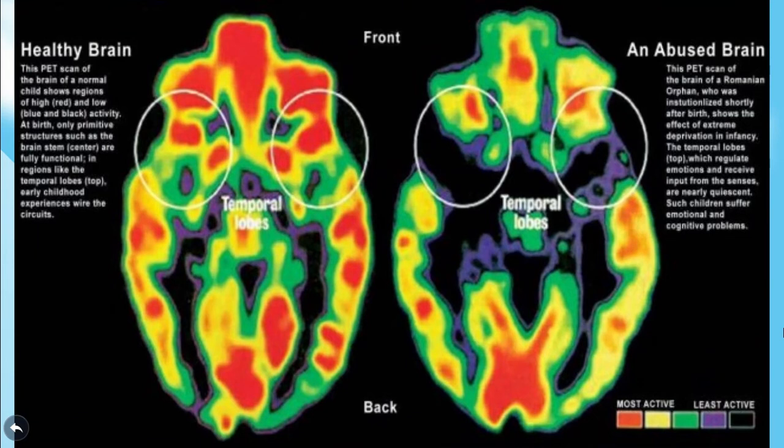Looking at this image here, we have a contrast between a healthy brain and an abused brain. In these certain areas of the frontal lobe we see a lot of activation, in the areas that have to do with emotional regulation. But in this abused brain, we see that there's pretty much no activation at all. This is actually a PET scan from a Romanian orphan who was institutionalized shortly after birth. So this child could possibly have had RAD, and we're looking at what happens in the brain physiologically.